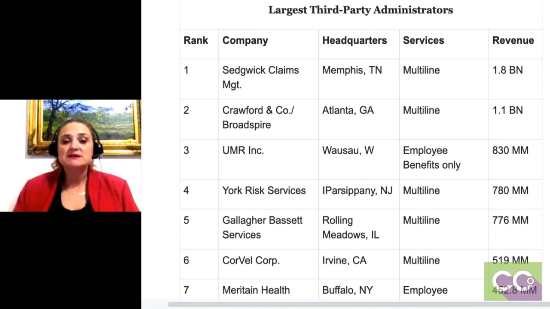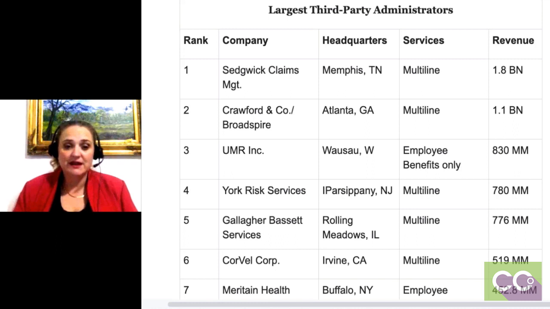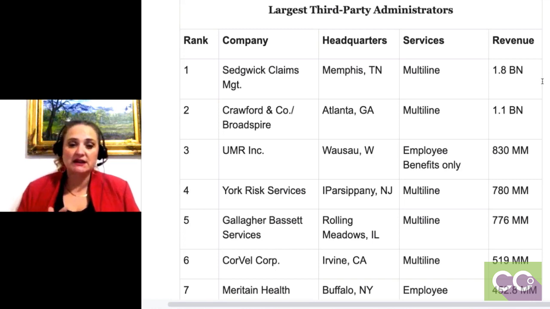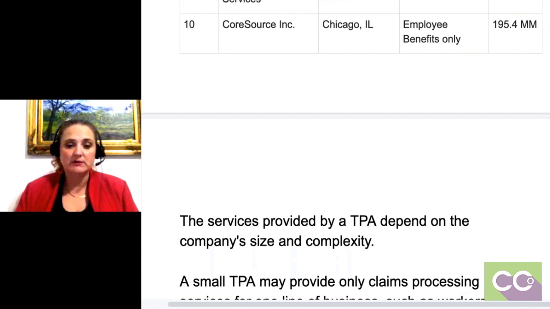because TPAs are hired by large network providers to help them with the behind the scenes, the business side of running an outpatient or even a facility. So as we scroll down, now that you've got that, and again, I linked that in the footnote so you can get more. It came from a great article about TPAs.